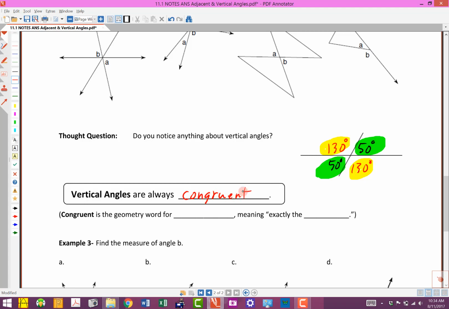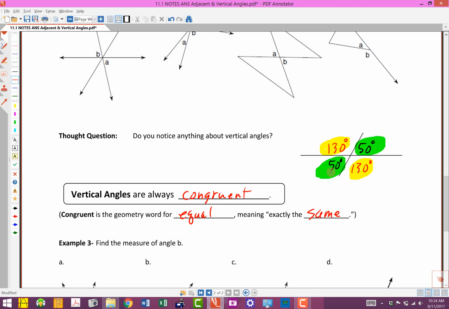Vertical angles are always congruent, and congruent is the geometry word for equal. Okay, meaning they are exactly the same. So if they're exactly the same, that means their measurements have to be the same. So if this one's 130, its vertical pair, the one straight across from it, has to be 130. And if this one's 50, the one straight across from it, the one that's vertical with it, has to be 50 also.